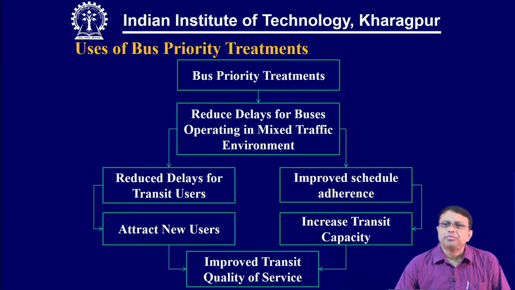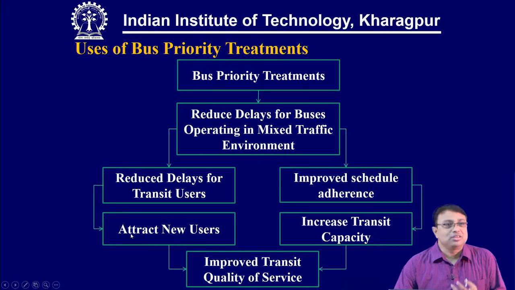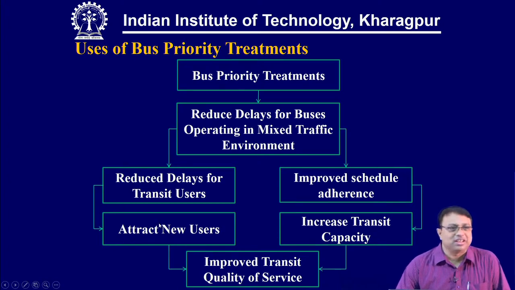So the bus system is required not only to serve the mobility needs of the economically weaker section of the community, but also our bus system needs to attract the choice riders, right? So that means those who have cars, but also bus is a potential alternative for them. So if we have to attract new users, attract the choice riders, then the bus needs to be attractive enough. And one key area is the overall journey time or the average travel speed.